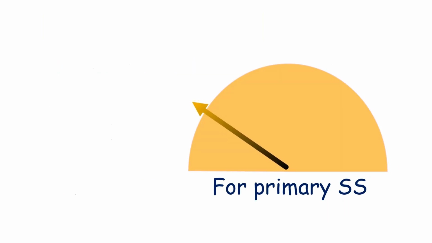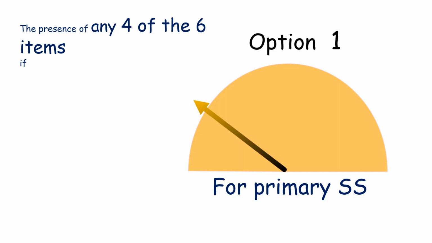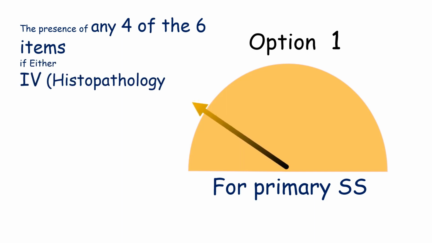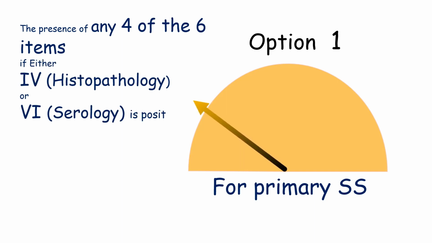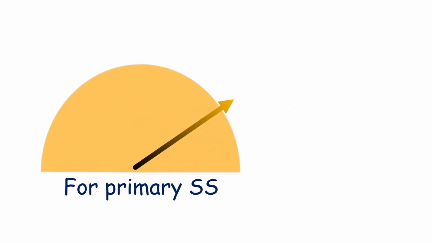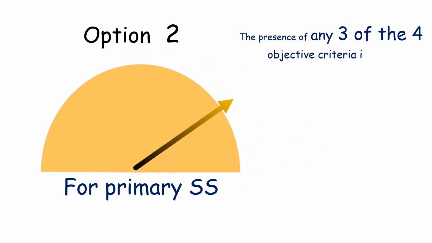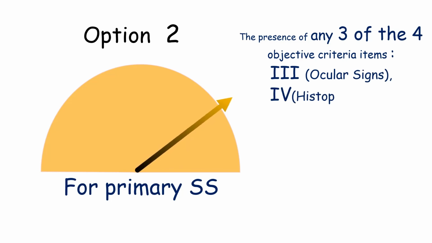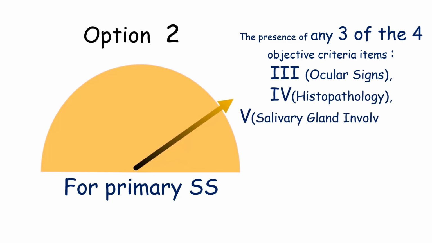For a patient to be diagnosed a case of primary Sjogren syndrome, the first option is the presence of any 4 of the 6 criteria if either criteria number 4, that is histopathology, or criteria number 6, that is serology, is positive. The second option is presence of any 3 of the 4 objective criteria from ocular signs, histopathology, salivary gland involvement, and serology. If any 3 out of these 4 is present, the case is diagnosed as primary Sjogren syndrome.